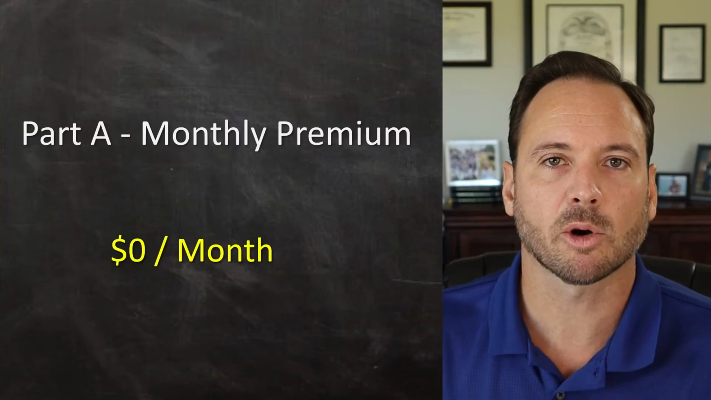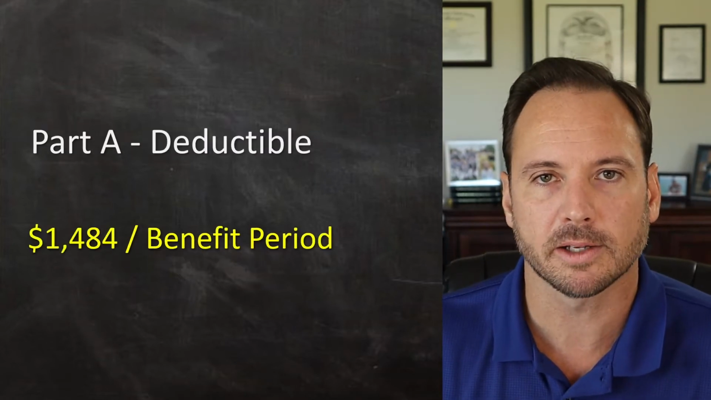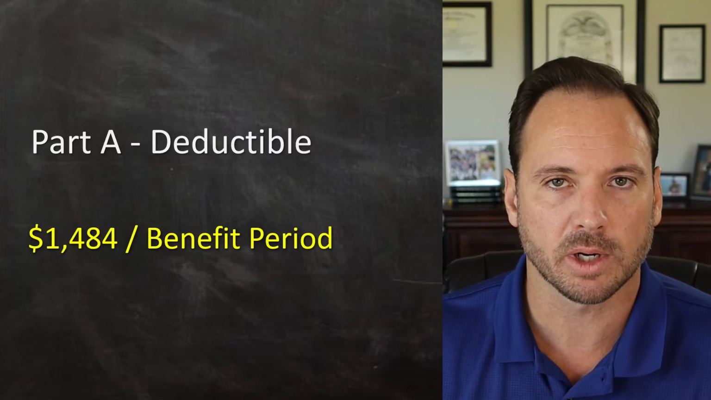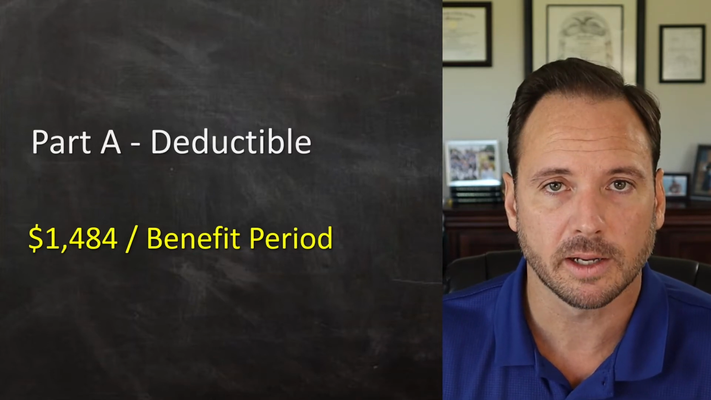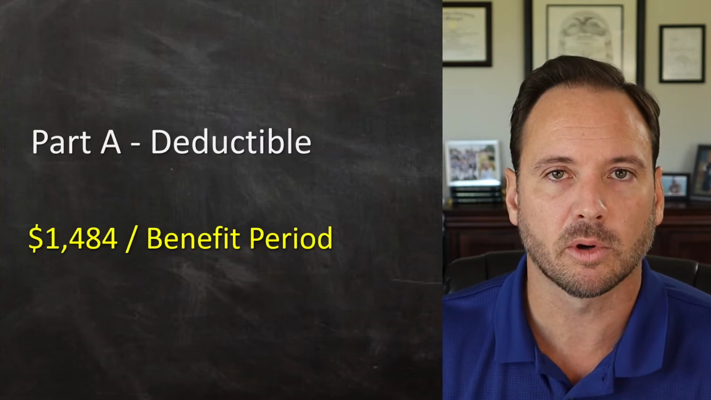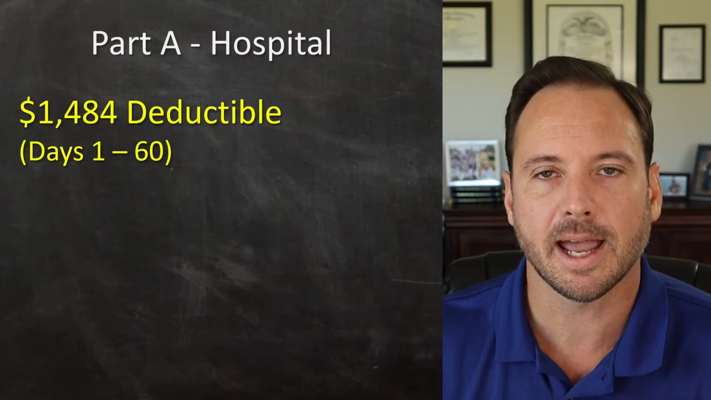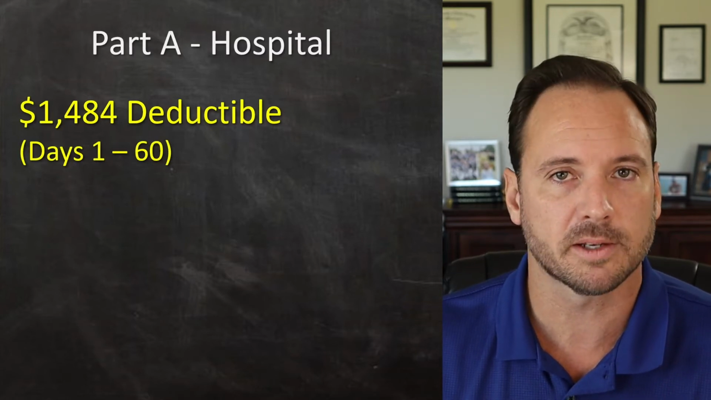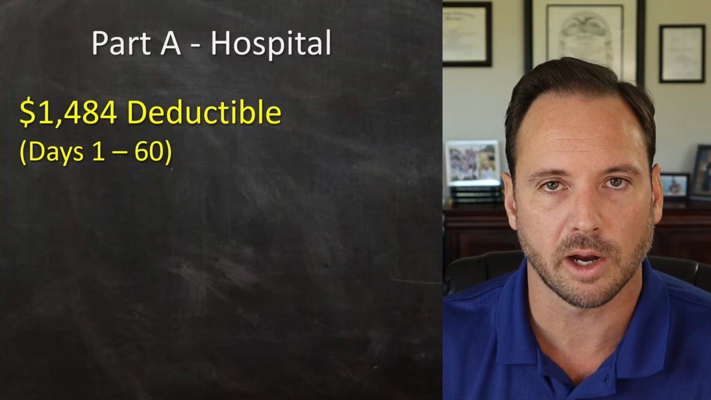And the first out-of-pocket requirement under Part A of Medicare is the deductible. Part A has a $1,484 per benefit period deductible. So it's not an annual deductible. This deductible has to be met per 60-day hospital benefit period, meaning you could very well be asked to meet this deductible more than once during the course of a year.